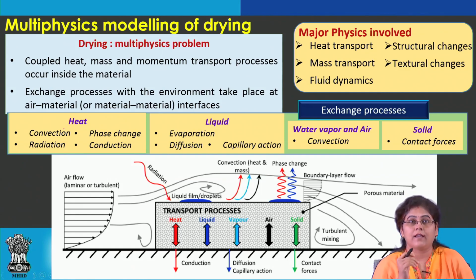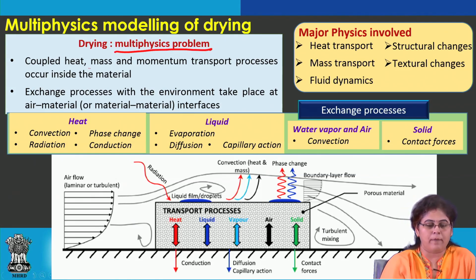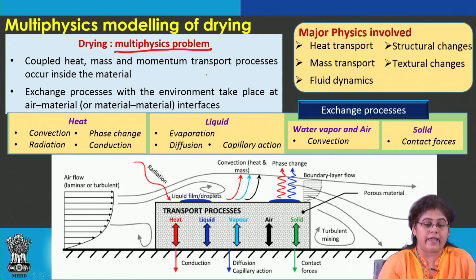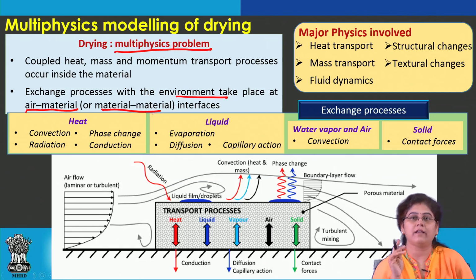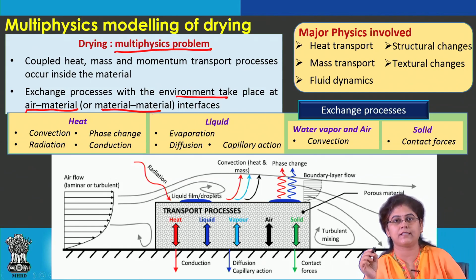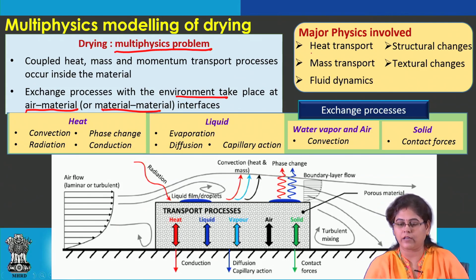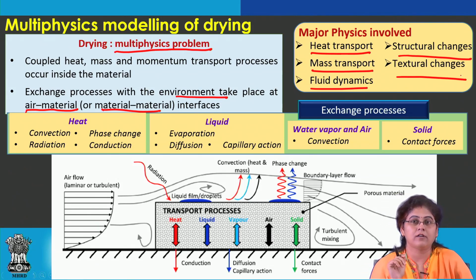So, what happens during the drying? Here, drying is basically categorized as a multiphysics problem. Coupled heat, mass and momentum transport take place simultaneously, and exchange processes also take place with the environment, at the air and material surface or material interfaces. So, the major physics involved in the development of this multiphysics model during the drying process are heat transport, mass transport, fluid dynamics, structural change inside the food matrix, as well as the textural changes taking place inside the food material.